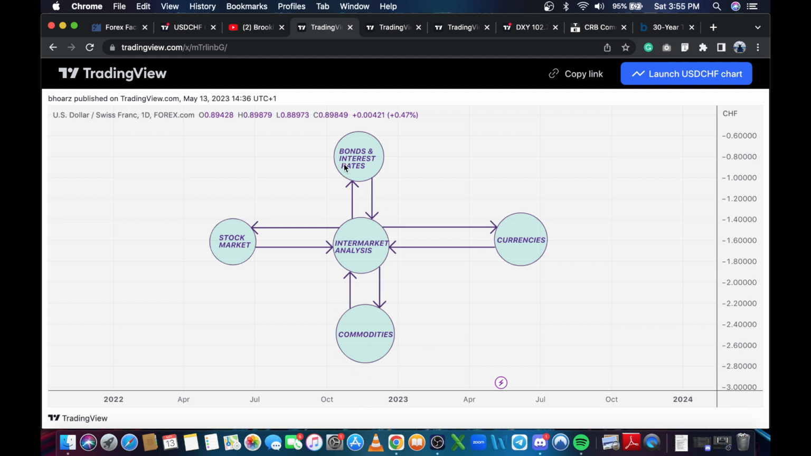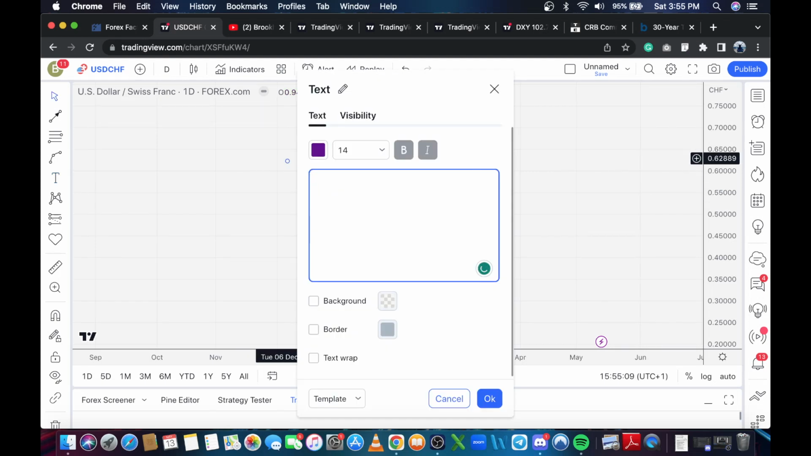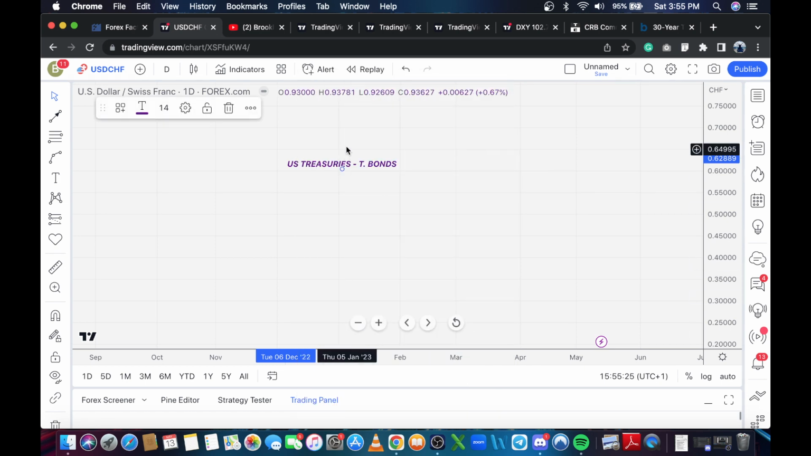Now under bonds and interest rates, I focus specifically on United States Treasuries. You call them U.S. Treasuries, or U.S. T-bonds. T-bond simply stands for Treasury bonds, so you can interchange the terms. You can call them United States Treasuries or United States bonds. They're all the same.